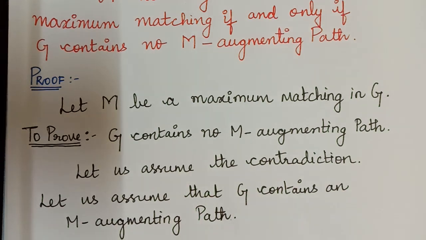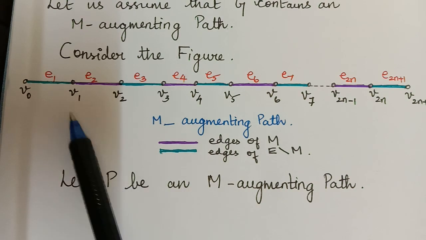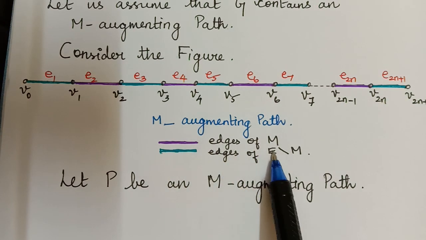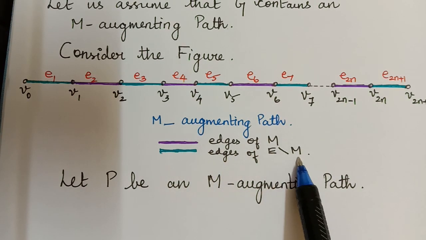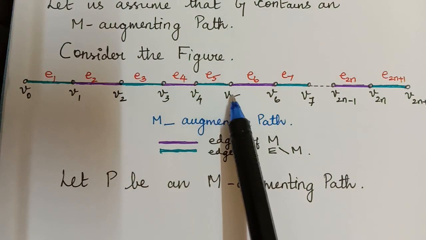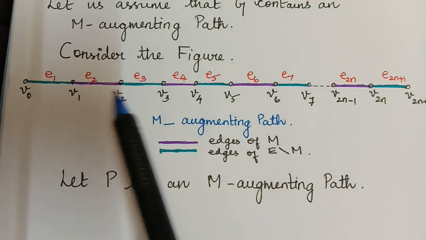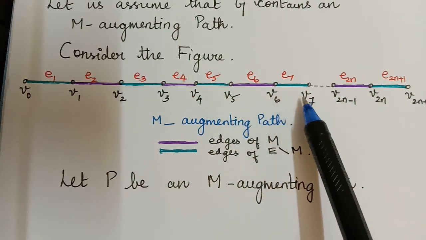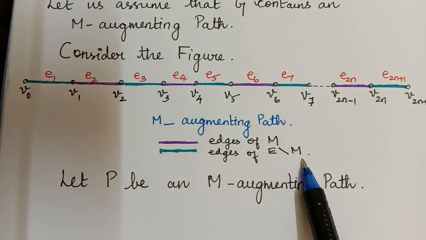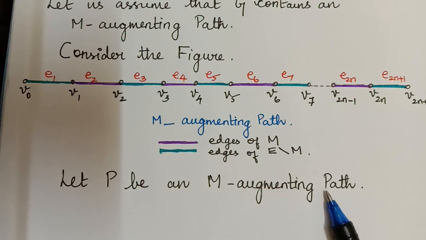Now let us consider the following figure, which is a path. The elements of this path are edges of M and edges of E restricted to M. For example, the edges E2, E4, E6, up to E2n are edges of M. E1, E3, E5, E7, and so on up to E2n plus 1 are edges of E restricted to M. So let us consider this P, which is an M augmenting path.